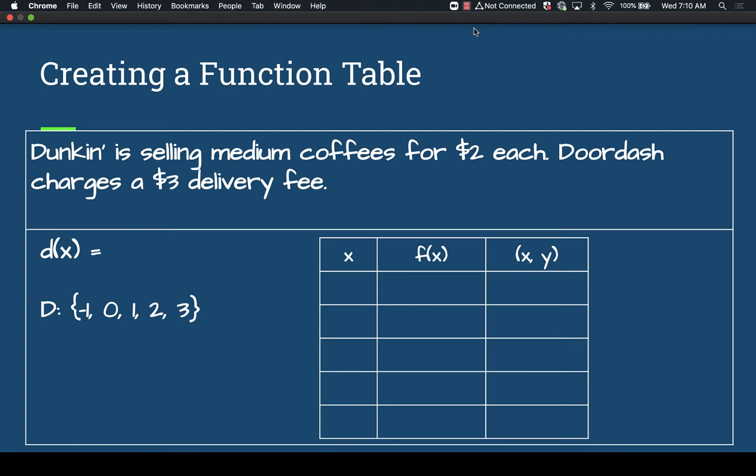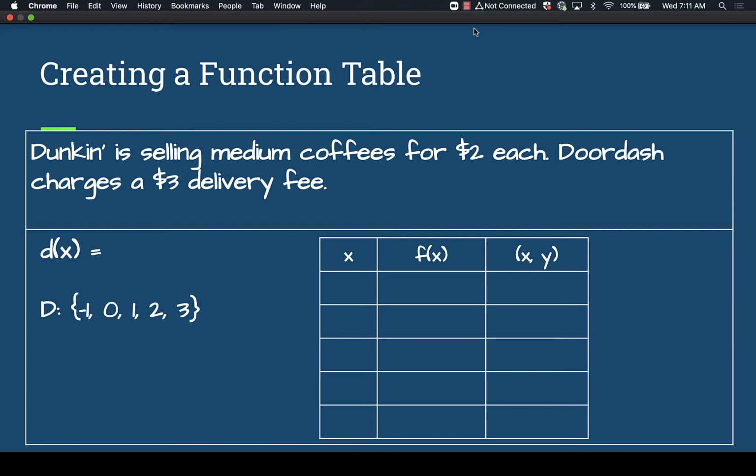When we're creating a function table, our end goal is to create a format so we can have coordinates that we can end up using to graph. So here we have a word problem. Dunkin' is selling medium coffees for $2 each. DoorDash charges a $3 delivery fee. For a situation like this, what we're going to end up doing is trying to figure out a pattern so we can predict how much it will cost for any number of coffees in this situation.